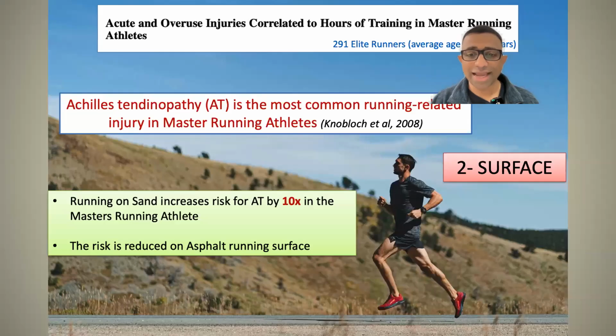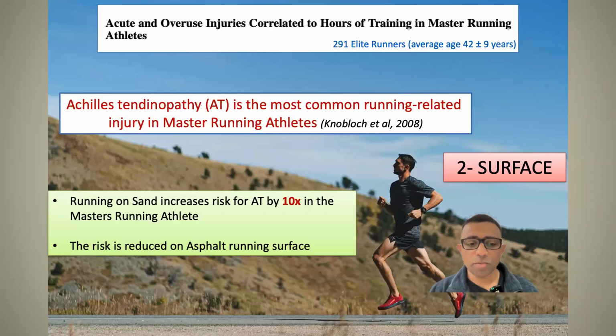Next element which we're going to look at is the surface. This is very important research from Professor Carsten Knobloch from Germany. I've met him a few times, a fantastic speaker. Highly recommend it if you get a chance to hear him speak. He's been dealing with this area for a very long time. And clinically, I find that if you run on soft surfaces, especially on sand, it increases the risk of Achilles tendon injury by 10 times, especially if you're 40 plus. In most of the running literature, 40 plus is considered a master athlete. The risk is less if you're running on a harder surface like asphalt.